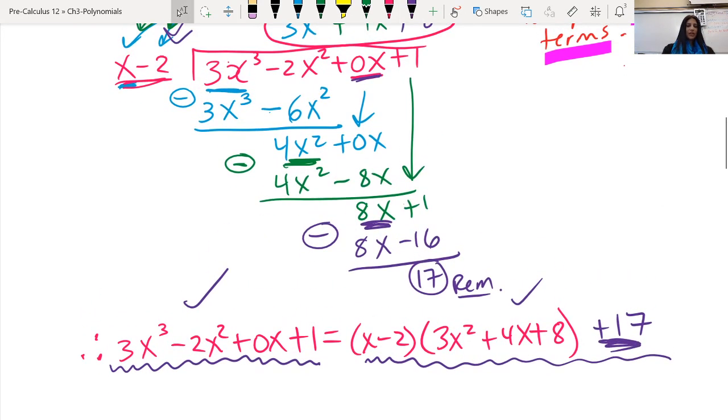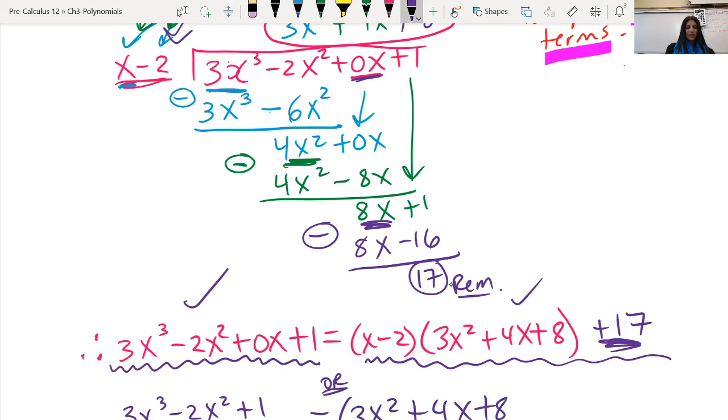And the only other thing that I'm going to show you is that this is exactly the same thing as writing 3x cubed minus 2x squared. We don't really need to put the 0x, so let's forget about it. Plus 1 over this x minus 2, so we can move the factor to the left side and leave it with just the quotient. So this 3x squared plus 4x plus 8 and then plus 17 over x minus 2.